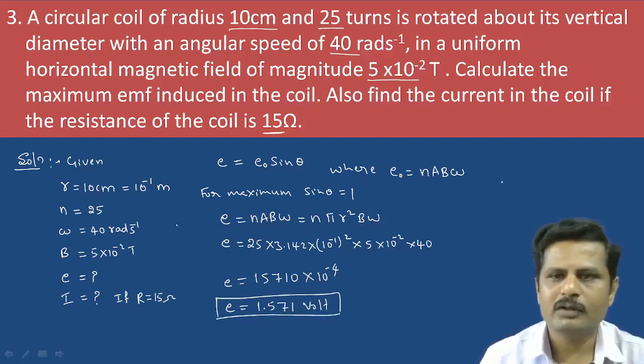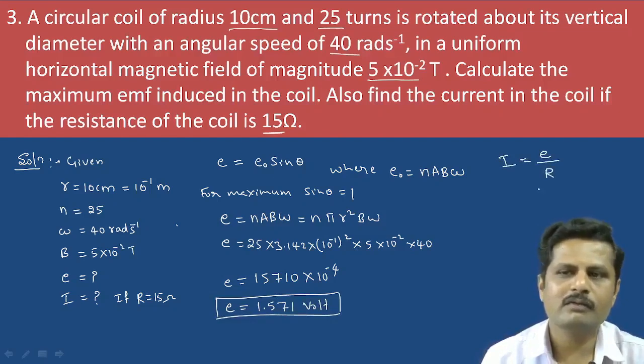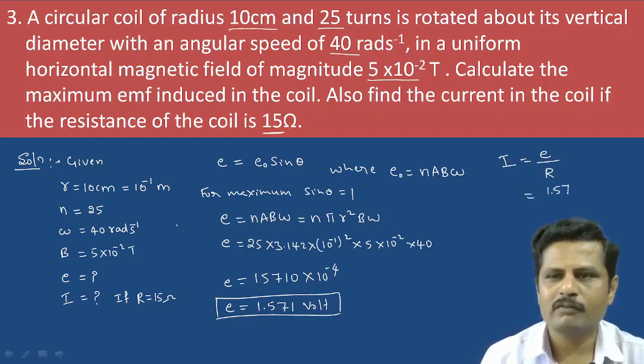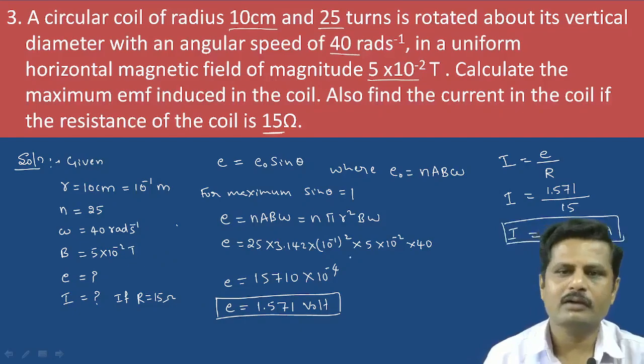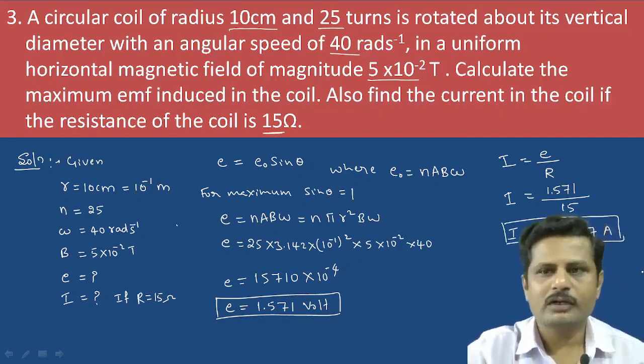Now let me find out the current. We know that the current is equal to EMF induced divided by resistance of the coil. So we know that EMF induced is 1.571 divided by resistance, that is 15, that is equal to 0.1047 ampere. This is the current induced in the coil.